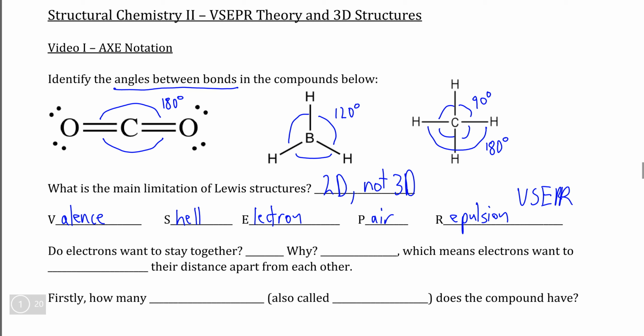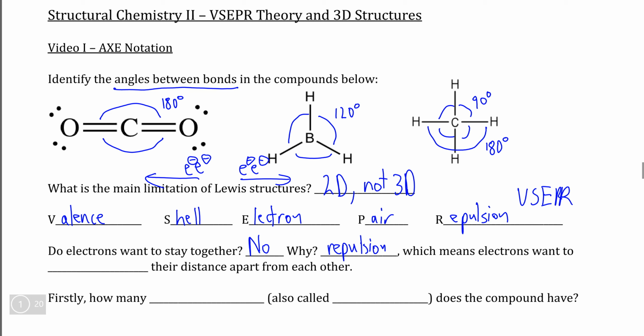The core of VSEPR is relatively simple. If you consider a pair of electrons or multiple pairs of electrons, these do not want to stay together because all electrons contain negative charge, which means that you are going to get repulsion force not just between the electrons within a pair, but between multiple electron pairs.